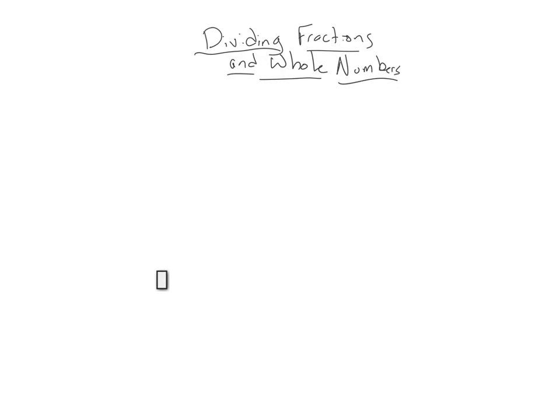Math with Mr. Howe. And today we are going to be working on dividing fractions and whole numbers. Okay, so I'm going to show you two different ways to do it. So I'm going to show you how to divide a whole number into a fraction and a fraction into a whole number. So let's start with 10 divided by 1/4. Okay, and that's going to equal something.